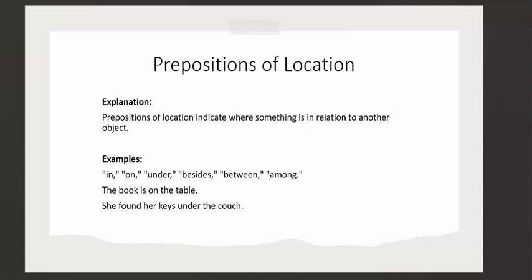So these are the prepositions of location. Take keynote of them. They show the relation between objects, how they relate to one another. So under, beside, the book is between, among. These are the prepositions of location.